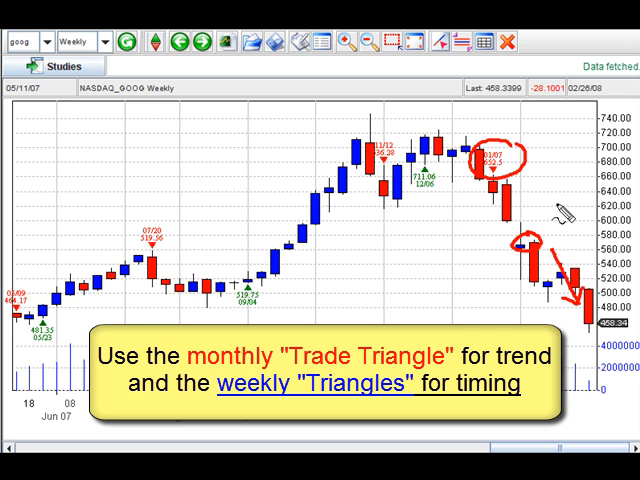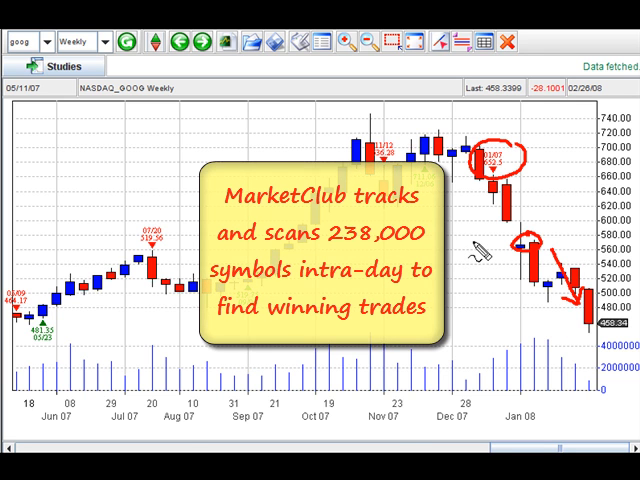So this is a very simple lesson. You can do this if you follow the trade triangles like we've explained them and how we show you how to use them in Market Club. You too can be a winner in Google and many other stocks, not just stocks, but also futures, mutual funds, precious metals, and foreign exchange. We cover over 230,000 symbols in the Market Club, and they're all there to help you spot winners and be a winner in the market. Hey, this is Adam Hewison for Market Club.